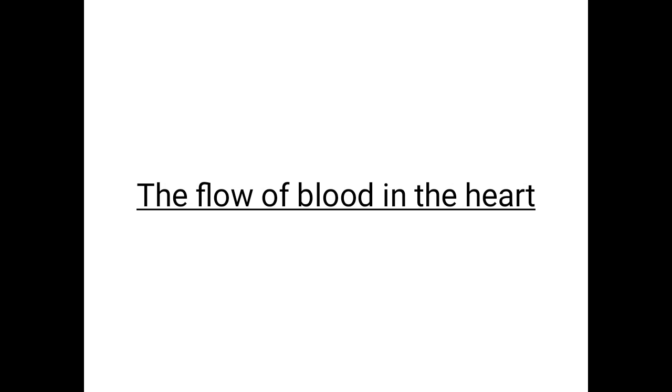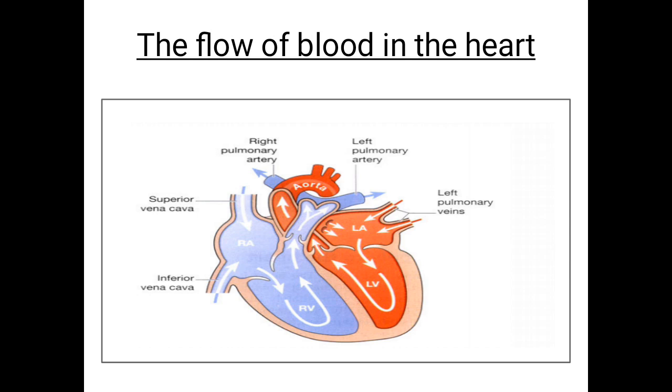This is called the flow of blood in the heart. Blood is mostly received through the superior and the inferior vena cava, which empty into the right atrium. Upon reaching the right atrium, blood will pass through the tricuspid valve into the right ventricle.